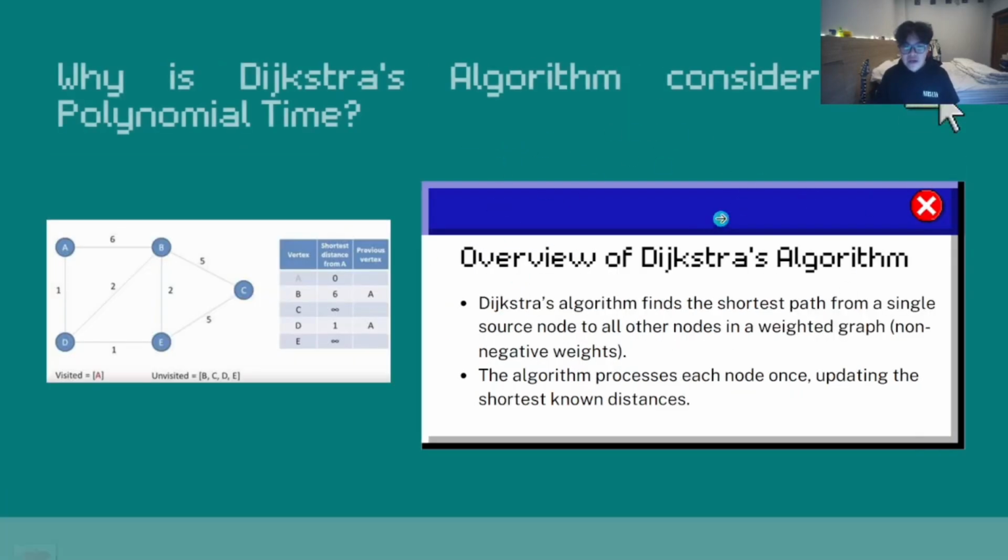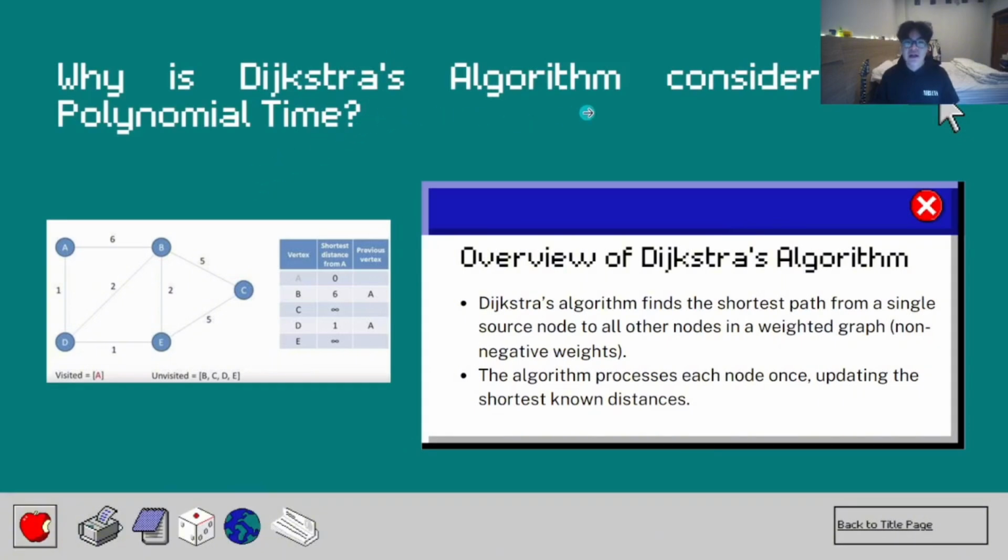Now, let's look at why Dijkstra's algorithm is considered polynomial time. A little overview: Dijkstra's algorithm is an algorithm to find the shortest path from a single source node to all other nodes in a weighted graph. The algorithm processes each node once, updating the shortest node distances, as we can see in this illustration.